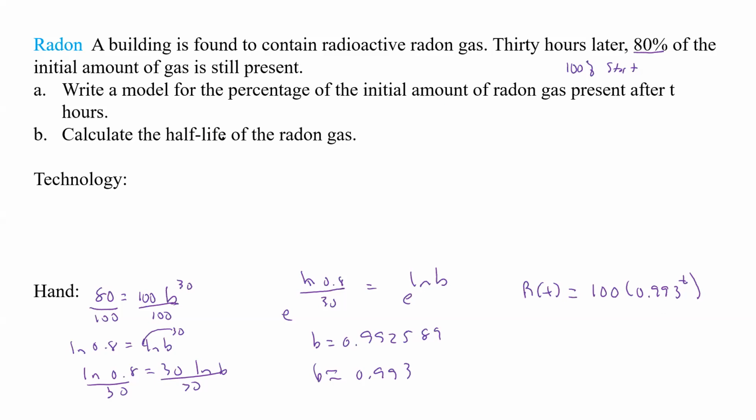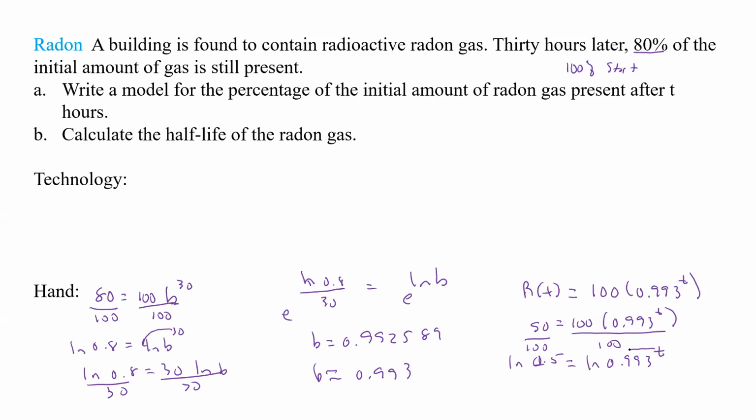Now we want to calculate the half-life. Well, half-life means when half of this is left. So we want 50 equals 100 times 0.993 to the T. Now we divide by 100. So 1/2, or 0.5, maybe an easier way to look at it for the calculator, is equal to 0.993 to the T. Now we take the ln of both sides.